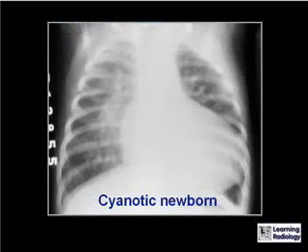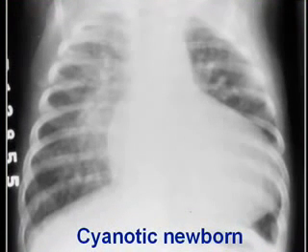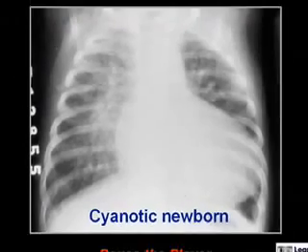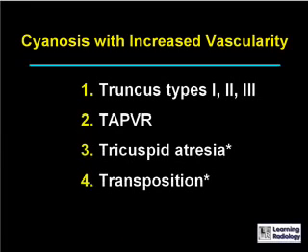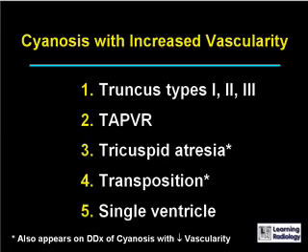This is the next differential. Pause the player. The differential diagnosis is for cyanosis with increased vascularity. There are 5 causes. Pause the player. The 5 causes of cyanosis with increased vascularity are truncus arteriosus types 1, 2, and 3, total anomalous pulmonary venous return, tricuspid atresia and transposition of the great vessels, which occurs on the list for both increased vascularity and decreased vascularity with cyanosis, and single ventricle.